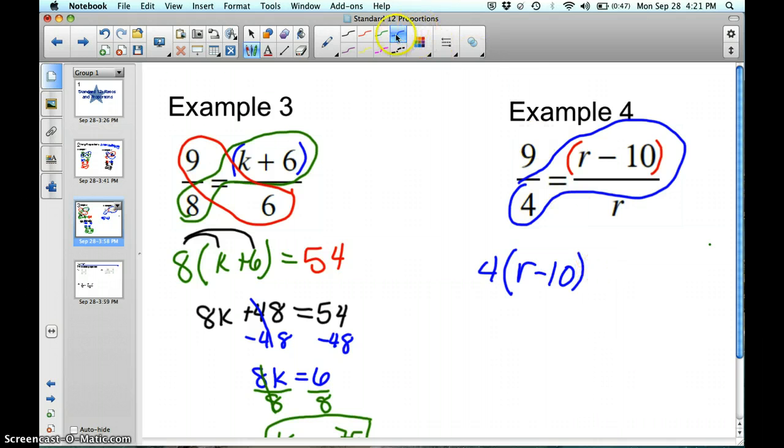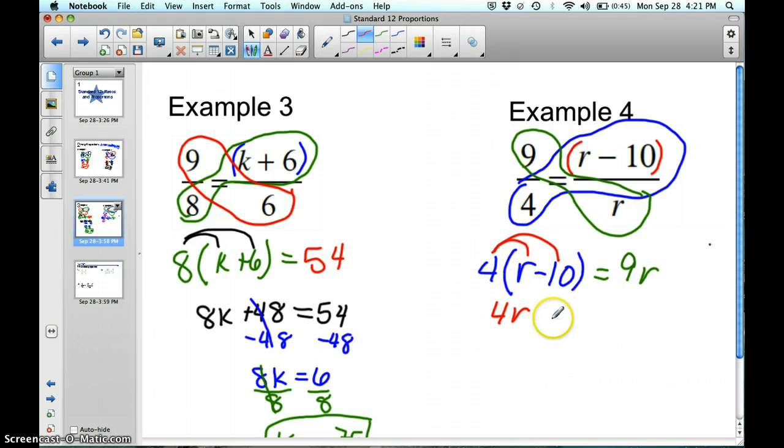And then I need to cross multiply over here. So 9 times r is going to give me 9r. Now I need to distribute. So I'm going to do 4 times r to give me 4r. And then 4 times negative 10 to give me a negative 40. And bring down my 9r.